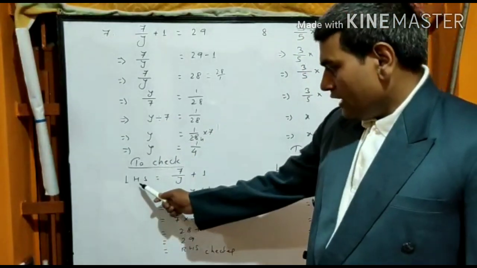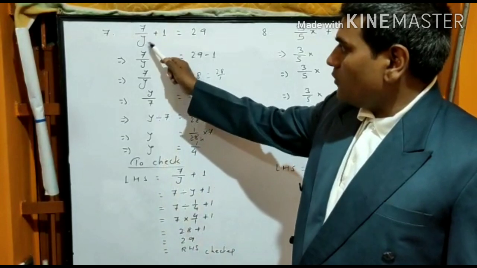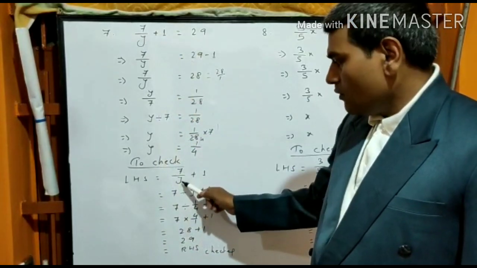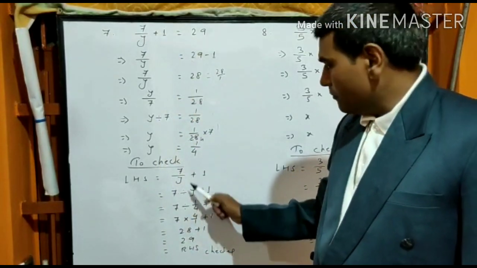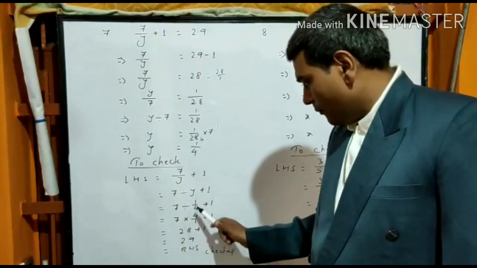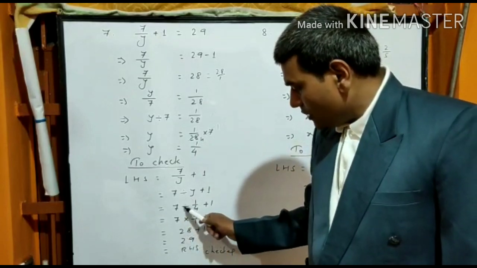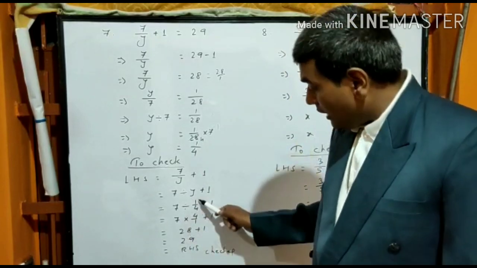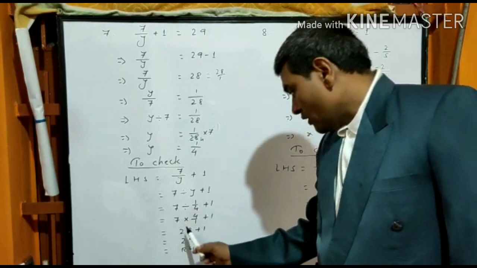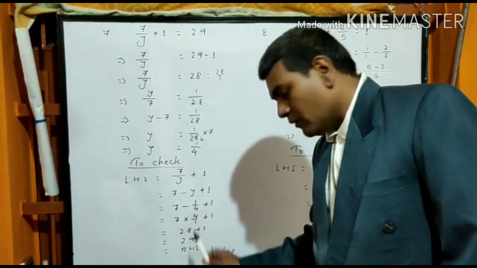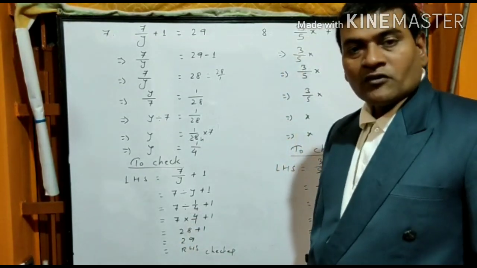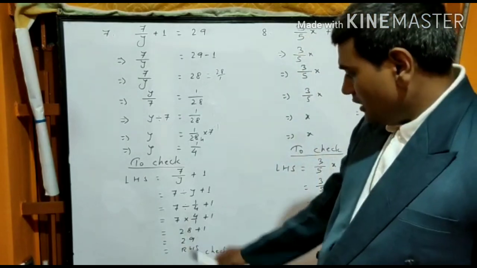To check, left hand side equals 7 by y plus 1. 7 by y means 7 divided by y, and y is equal to 1 by 4. So write here 1 by 4. We know that we have to change the sign of division into multiplication, and 1 by 4 will be 4 by 1. So 7 4s are 28 by 1. We need to write 1 here.